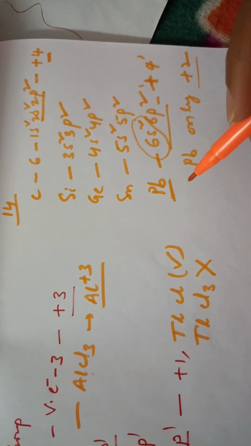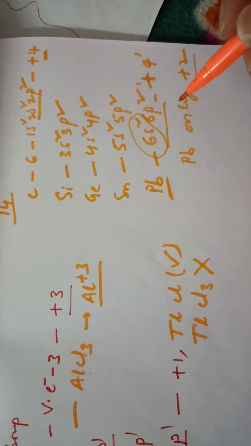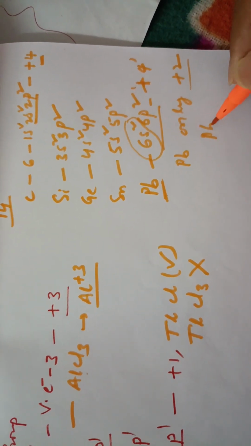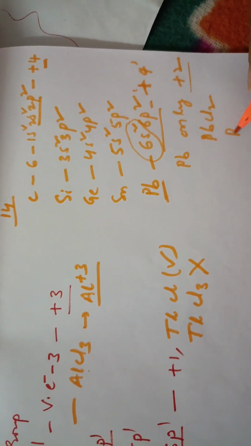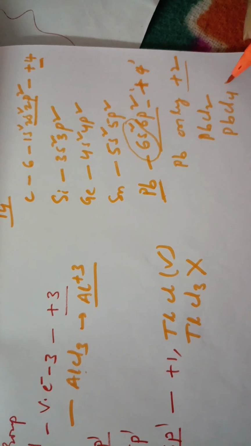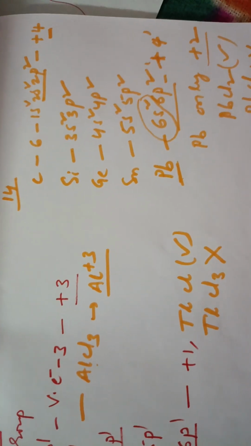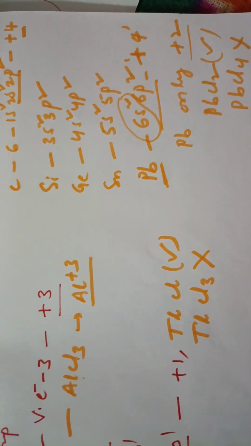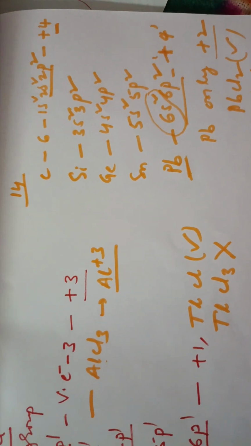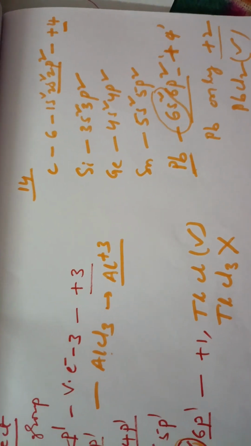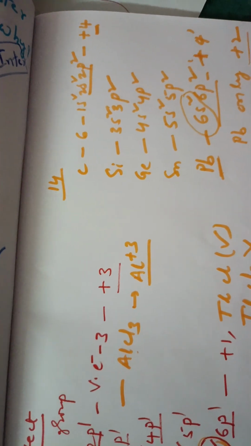So if it combines with chlorine, it can form PbCl2, not PbCl4. Okay, like this. This is the inert pair effect. I think you understand this. What is the inert pair effect?